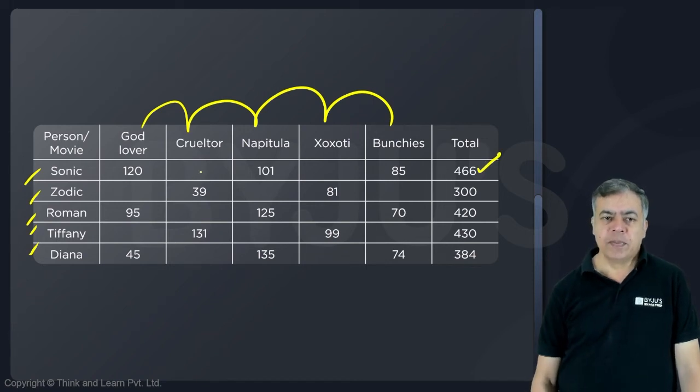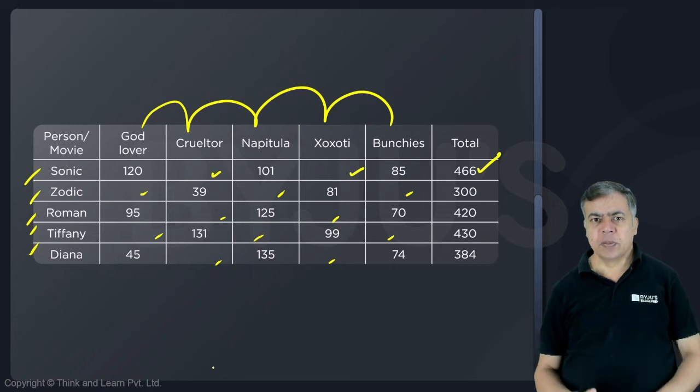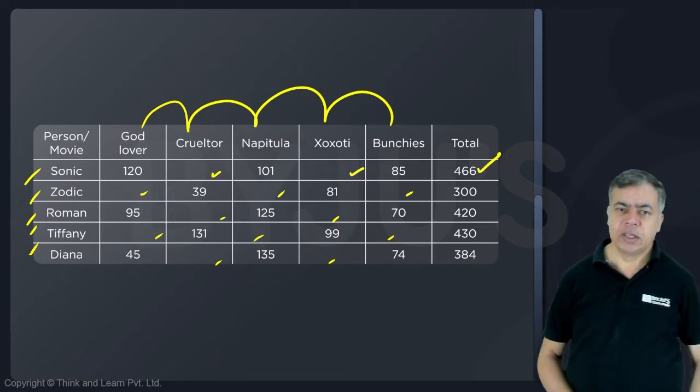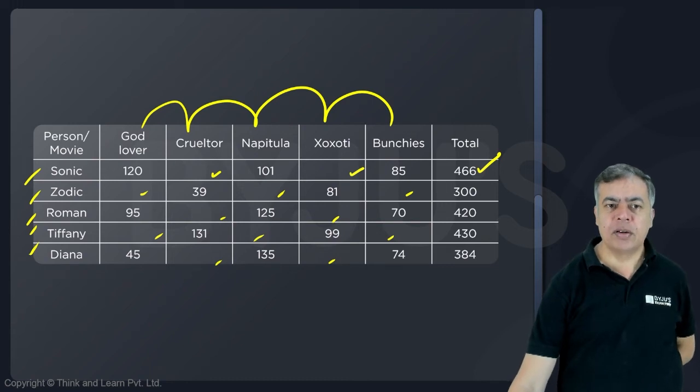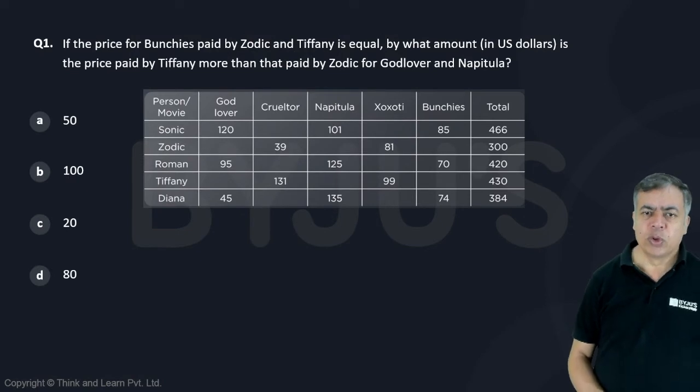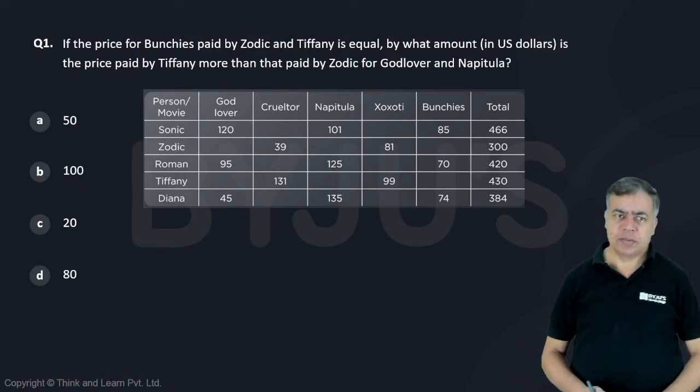Okay, some prices are missing. This is missing, this is missing, this is missing. So you will calculate these on the basis of the information given in the questions, right? This is partial information given in the set, so no need to spend much time on this. Just move to question number 1 on the set.